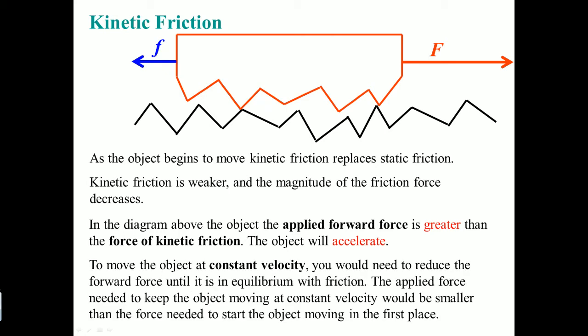To move the object at a constant velocity, for it to have no acceleration, you would have to reduce the forward force, make it smaller, so it balances out the force of friction. That's what it says here: you would need to reduce the forward force until it is at equilibrium with the force of friction, the same magnitude. The applied force needed to keep the object moving at a constant velocity would be smaller than the force needed to start the object moving in the first place.